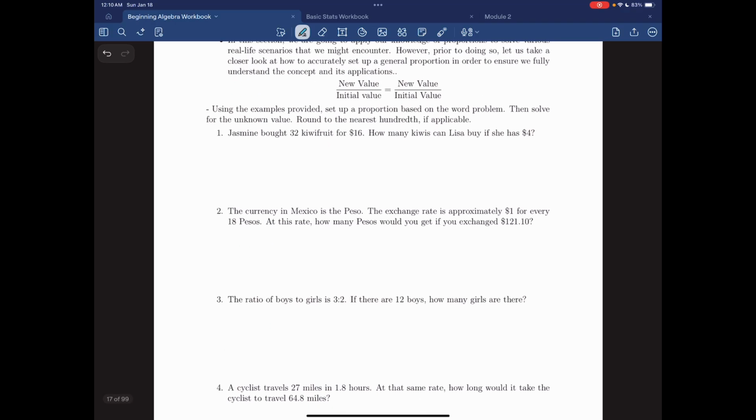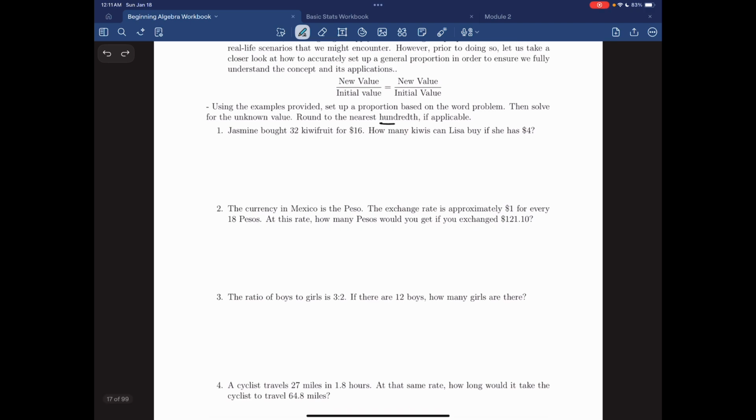Alright, so using the examples provided, set up a proportion based on the word problem. Then solve for the unknown value and round to the nearest hundredth if possible. So if we don't recall, remember to round to the nearest hundredths place means that we're going to round to the second decimal place. So I'm just going to write that here. Recall the hundredths means second decimal place.